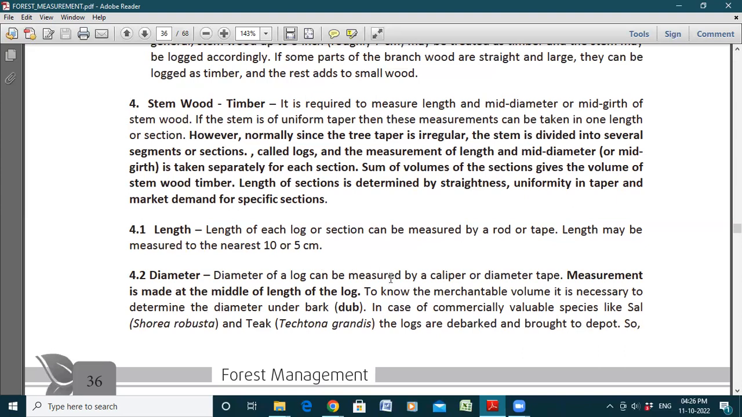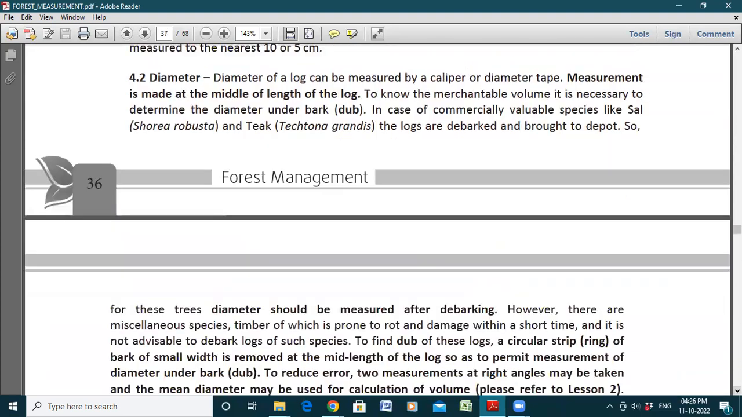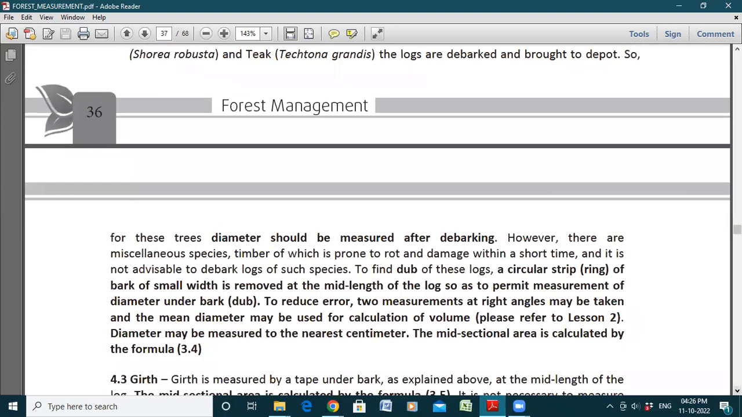The diameter of a log can be measured by a caliper or diameter tape, and measurement is made at the middle of the length of the log. To know the merchantable volume, it is necessary to determine the diameter under the bark. In case of commercially valuable species like hollong, sal, and teak, the logs are debarked and brought to the depot. So for these trees, diameter should be measured after debarking.